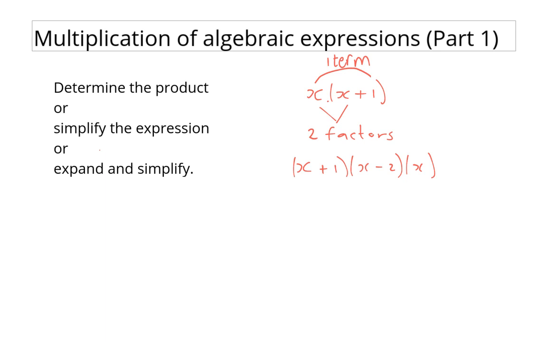You can get expressions that consist of more than one term. For example, this one. Terms are separated by plus and minus signs. So in this expression, there are two terms. We first write it. That's the first term, and that's the second term.